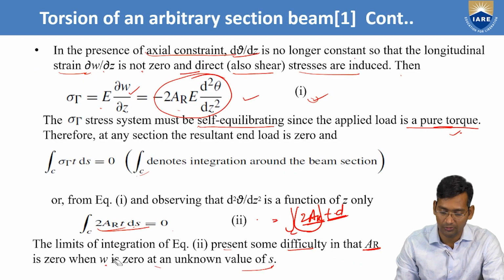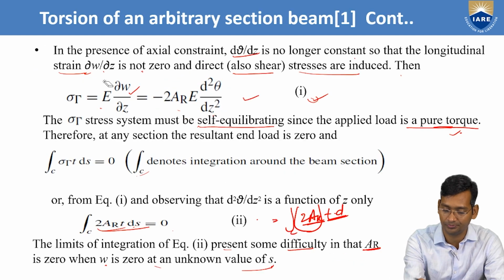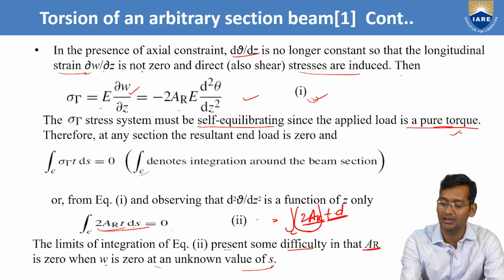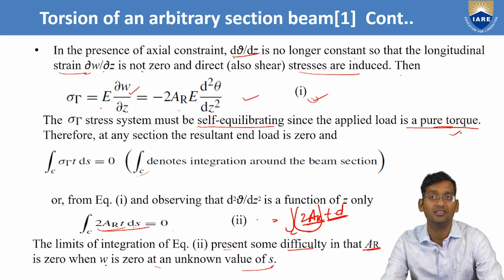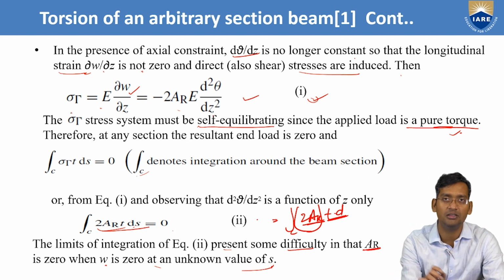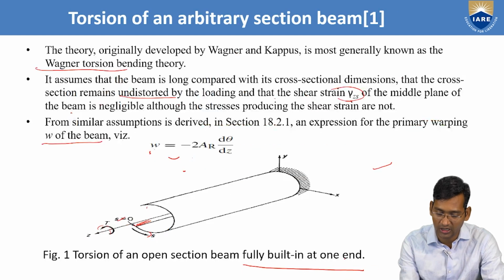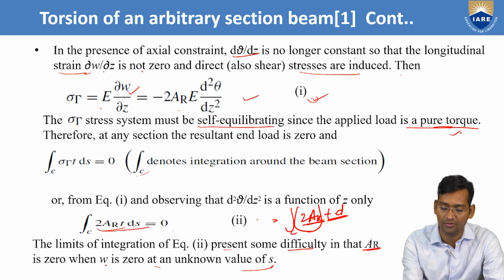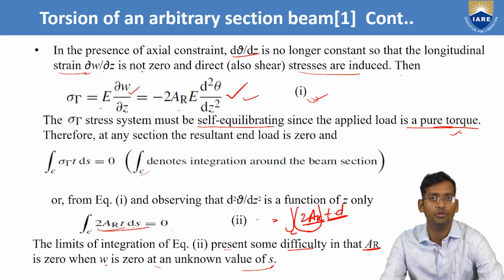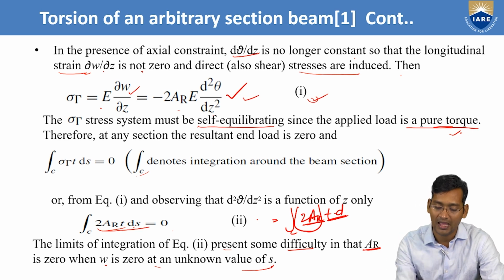What we did was start from the given fact that d theta by dz is not constant. If it's not constant, then del w by del z is also not 0. Hence sigma z is equal to E del w by del z. For del w by del z, we differentiate w and substitute here. After substituting, we get this, as I already showed you how to differentiate.